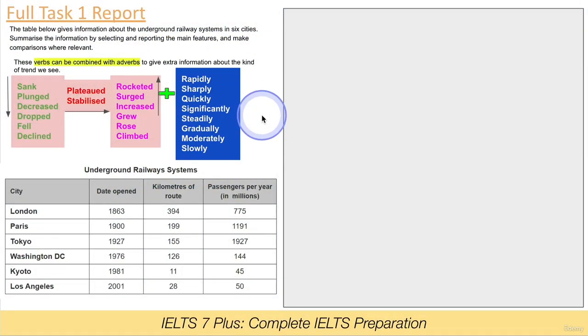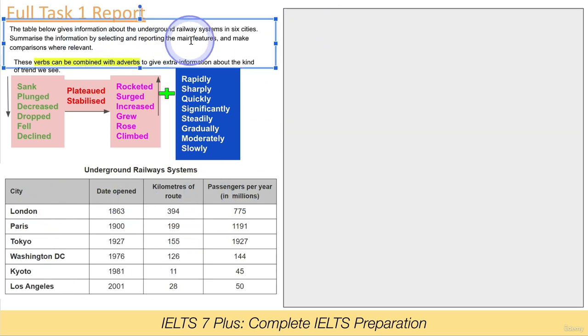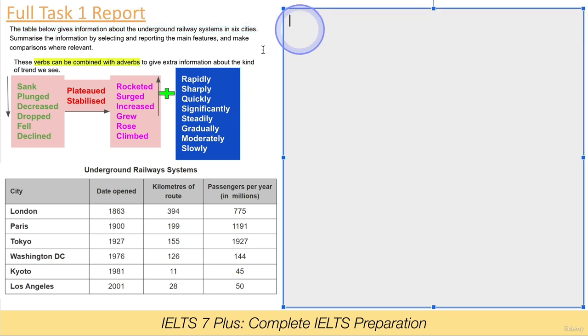say in a bar chart situation or a line graph, but these are definitely useful to describe certain statistics, and of course our table. So just like with every task 1 and every task 2, we need to paraphrase this sentence here, the first one. The table below gives information about the underground railway systems in 6 cities.